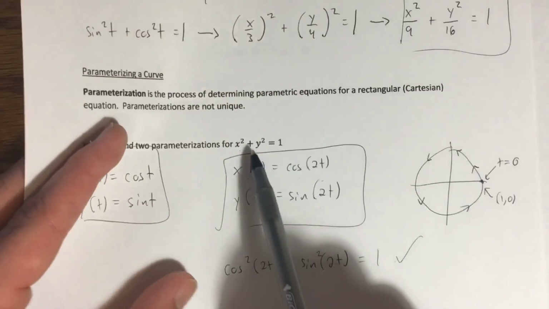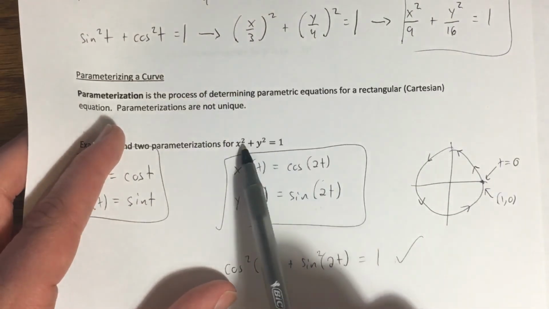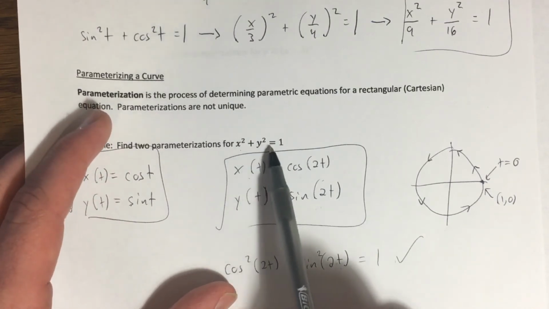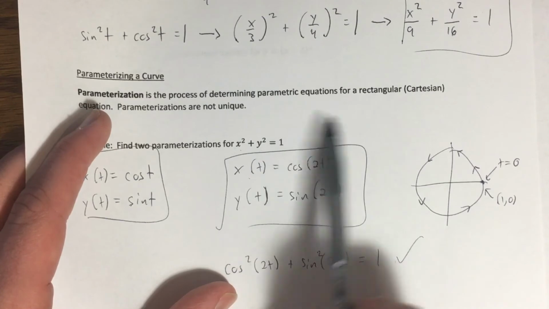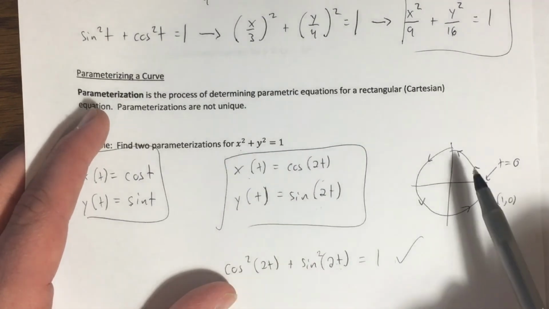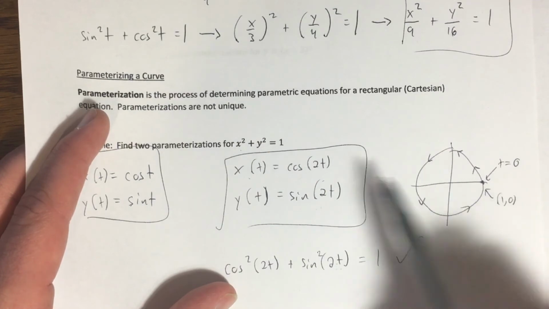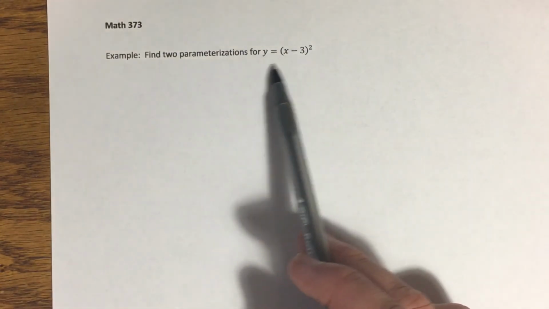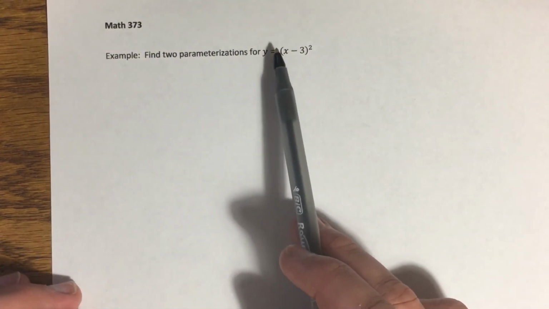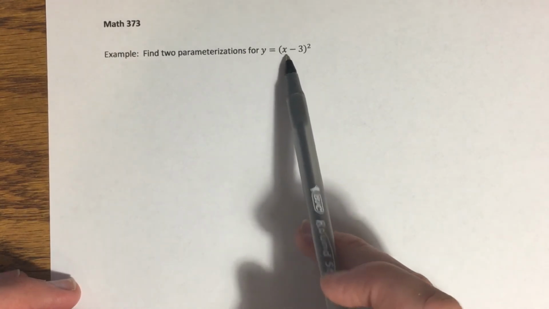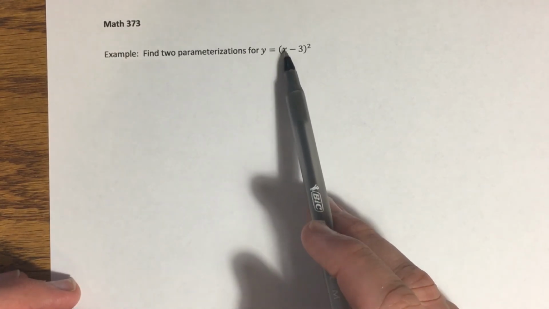Notice I could not have done that here. Neither variable was isolated, and if I tried isolating it, I would end up with a plus or minus square root of something in my solution, which corresponds to two different functions. Notice the equation also gives us a graph that's not a function. It fails the vertical line test. So this is the graph of a function. The easiest way to parameterize a function is to assign your parameter to the independent variable.